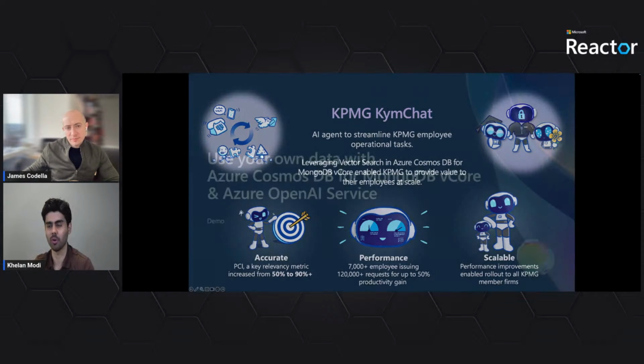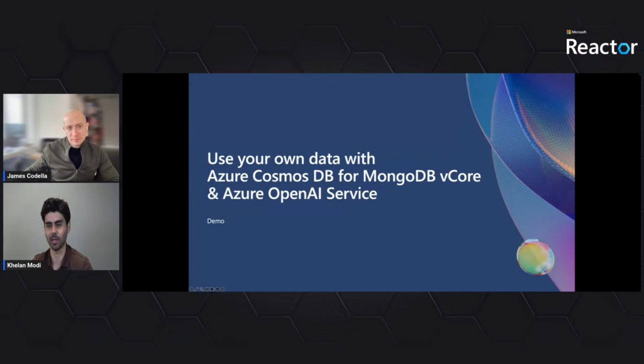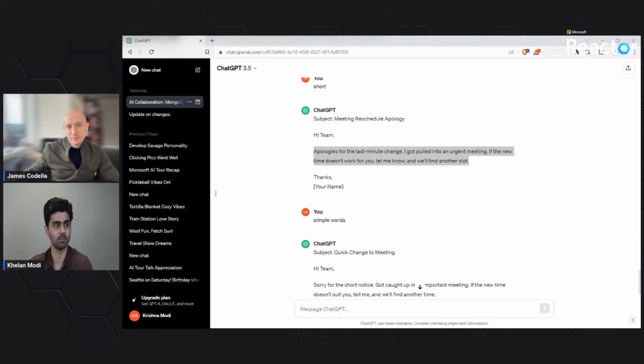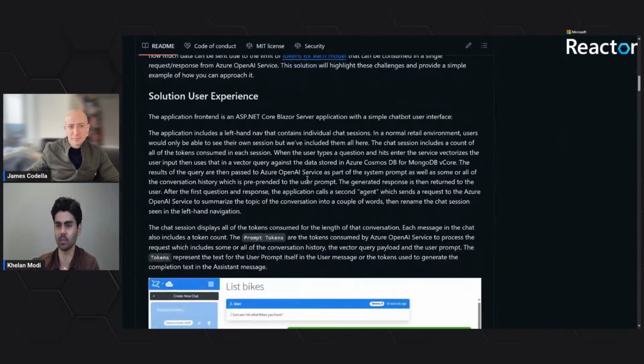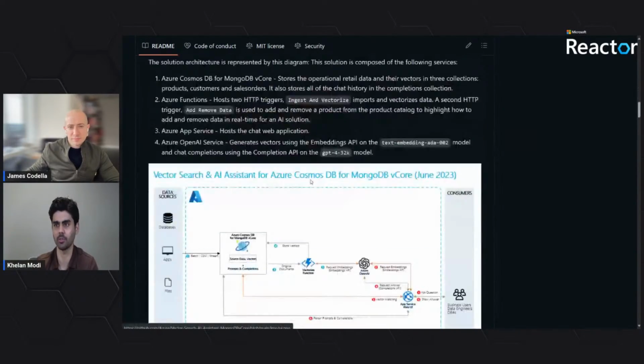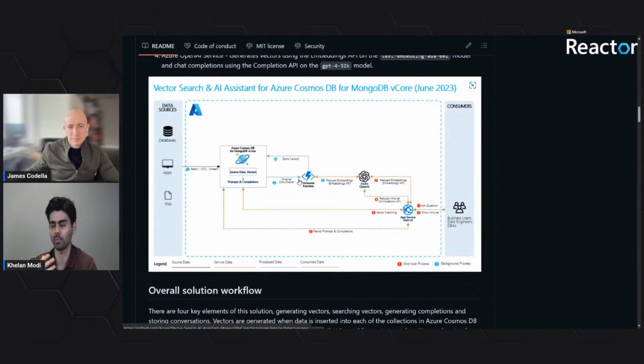Let's get into the demo of how you can build a RAG pattern application without writing a single line of code. Let me share my screen. Right, so we have our GitHub repo. We'll have the link for it at the end of the presentation. Before we go into the demo, I want to explain the solution architecture of how these RAG type applications work.